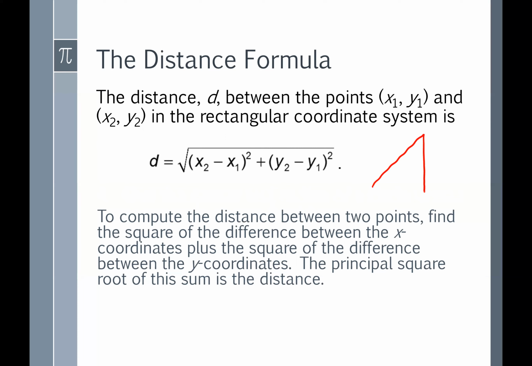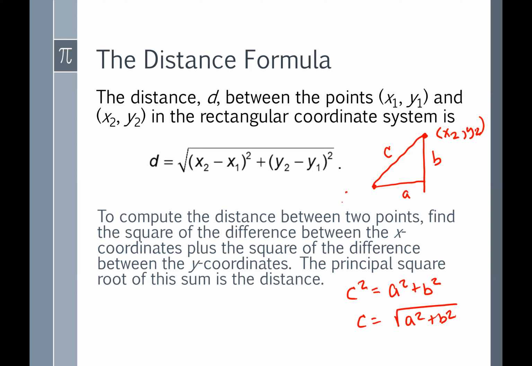As you recall, if I have a right triangle, then the hypotenuse, which is C, can be found by squaring the two legs of the right triangle and adding those two things together. So C is the square root of A squared plus B squared. And if these 2 points are actually, we can give them coordinates in the coordinate plane.